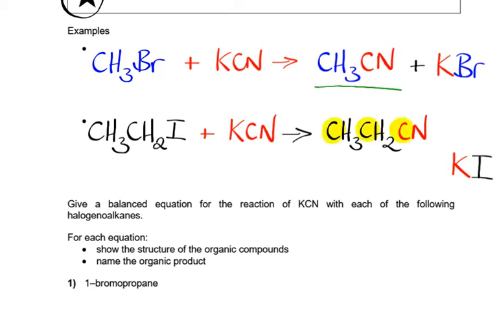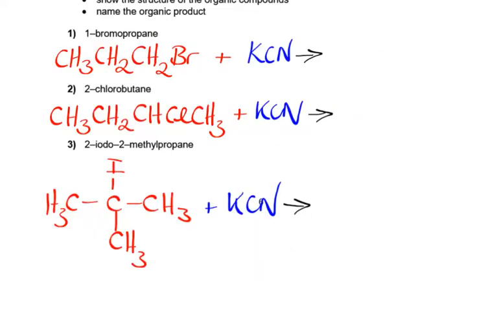This one's slightly longer, has 3 carbons in the chain, including the nitrile. So this one is propane nitrile. Well done if you got that. 3 further equations for you to have a go at. So I've put down the reactants for you. So spend a few minutes, see if you can work out what the products are, and in each case see if you can name the organic product. They'll all be nitriles.